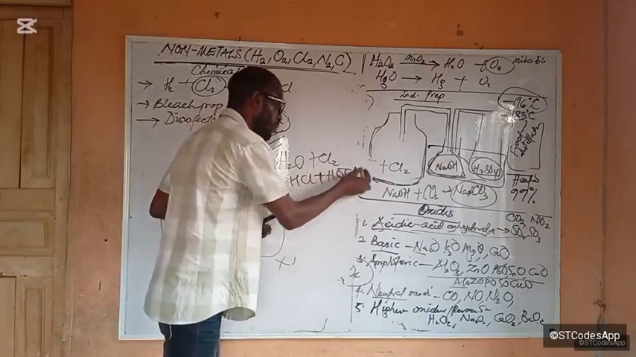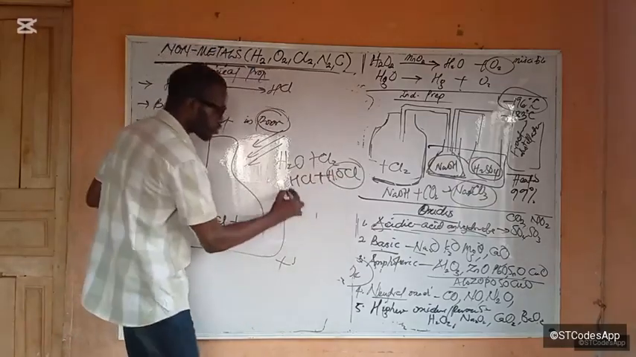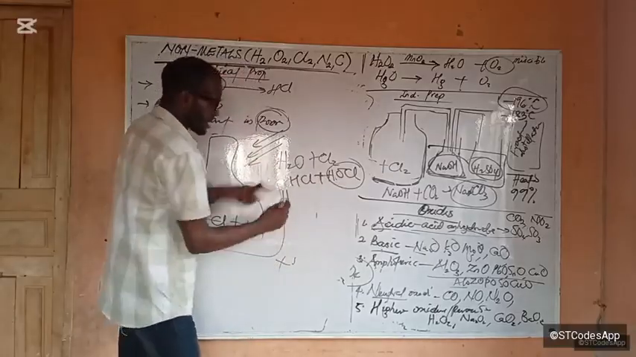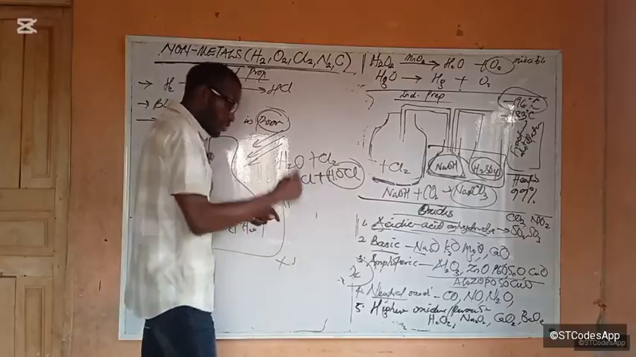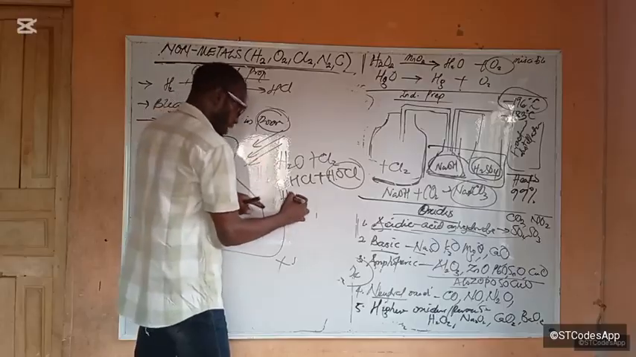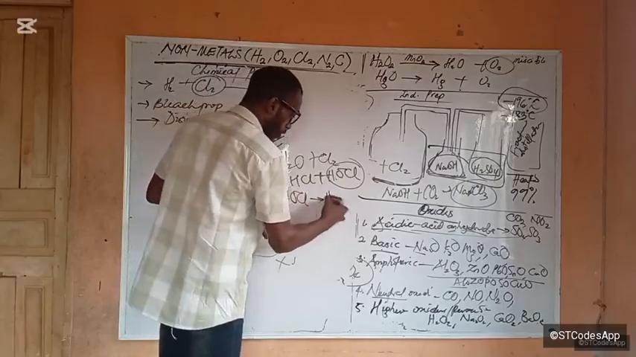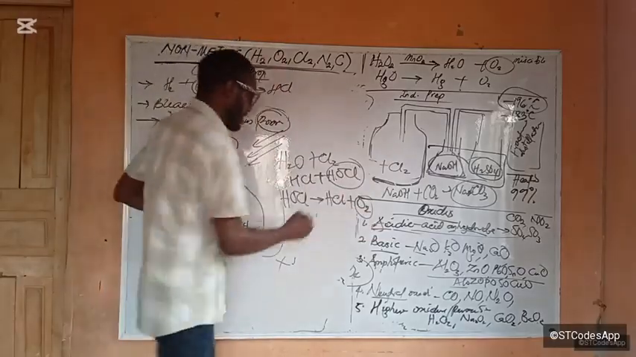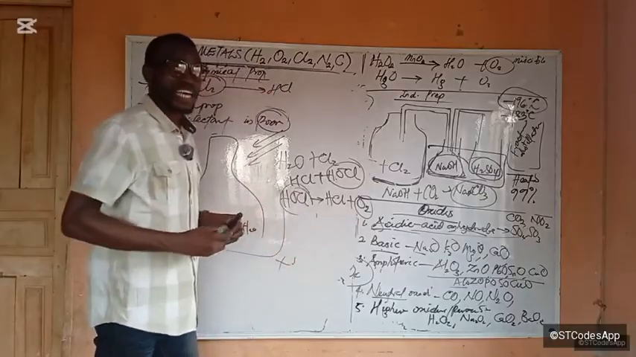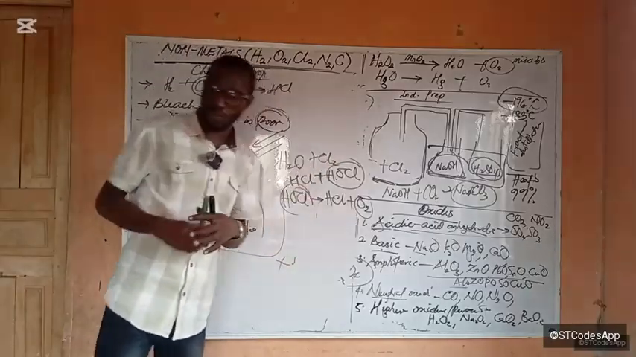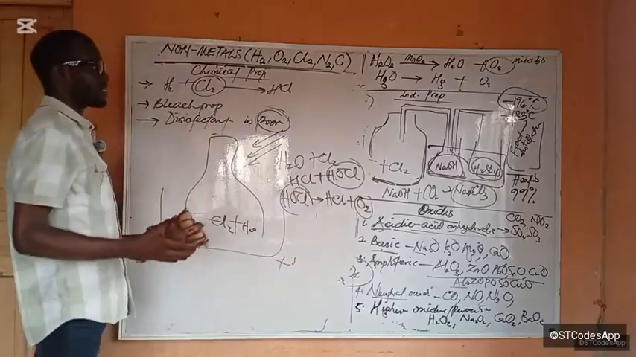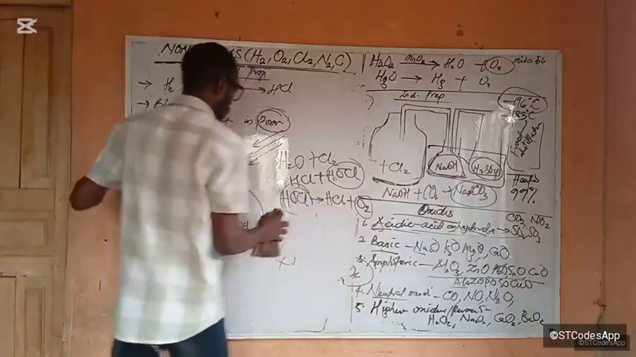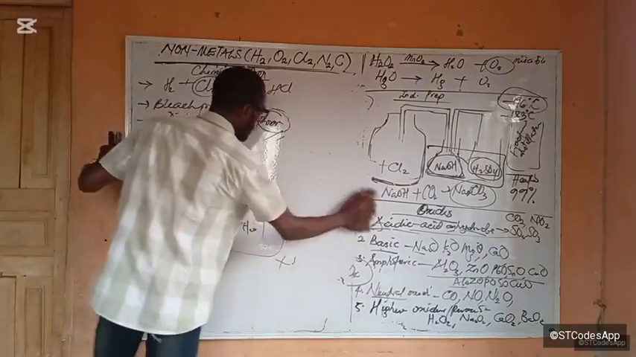Now this has bleaching property. How does it bleach? This is the formula, so this is the chief component. When it dissolves in water, HOCl will break down to HCl plus O2. So it's the liberation of oxygen that gives it its bleaching power. Don't forget, it's when it liberates oxygen that it is able to bleach. So that's the bleaching power of chlorine.